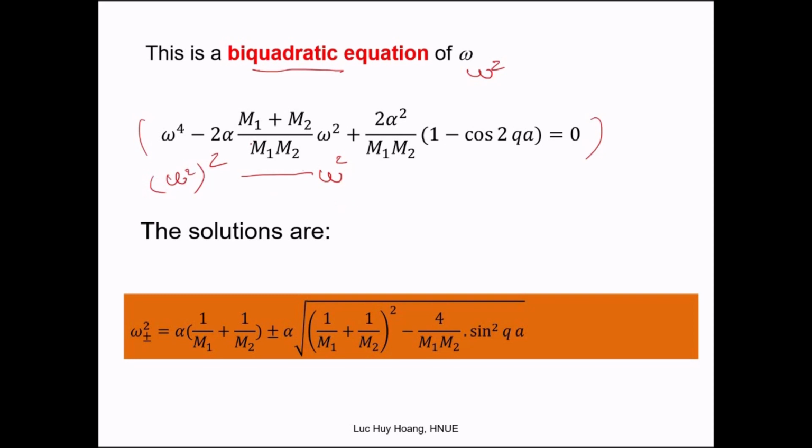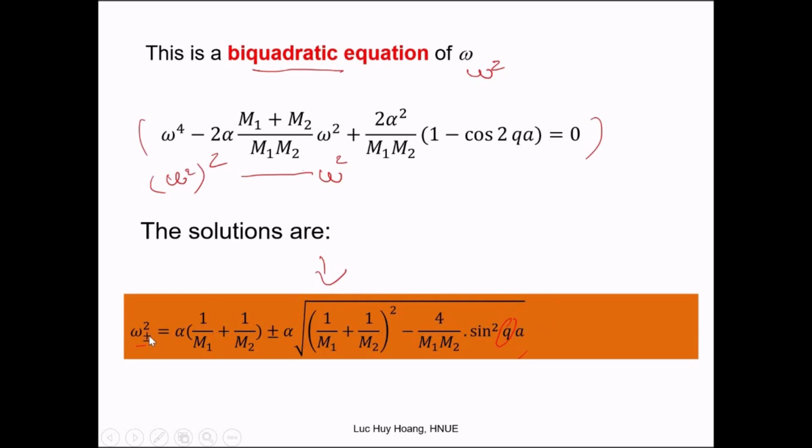And if we consider this equation like a quadratic equation of omega square, so we have omega square plus and minus, and writing by the equation. Easy to have it, right? So now we are on the way to find the omega, right? Now we have the equation to describe the dependence of omega on Q here. Now we're going to find how omega depends on Q.